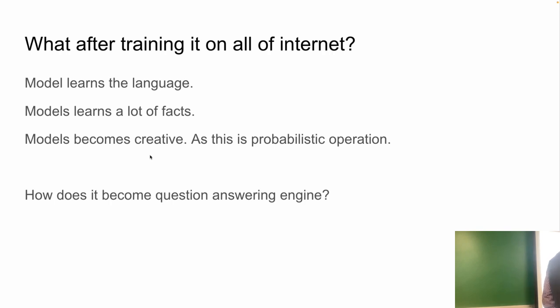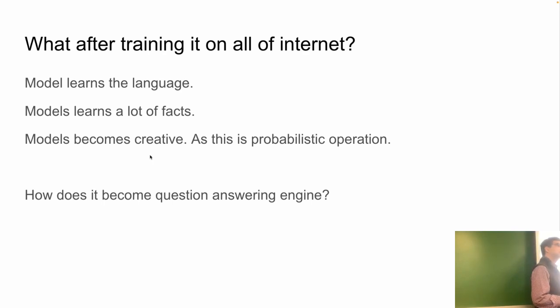So what happens after we train the model? The model learns the language. So basically, when you give it a sentence, the model is able to make sense of it. The model learns a lot of facts because you have trained it on a lot of knowledge sources. One thing which is very interesting, and not intuitive when you are thinking about it, yes?